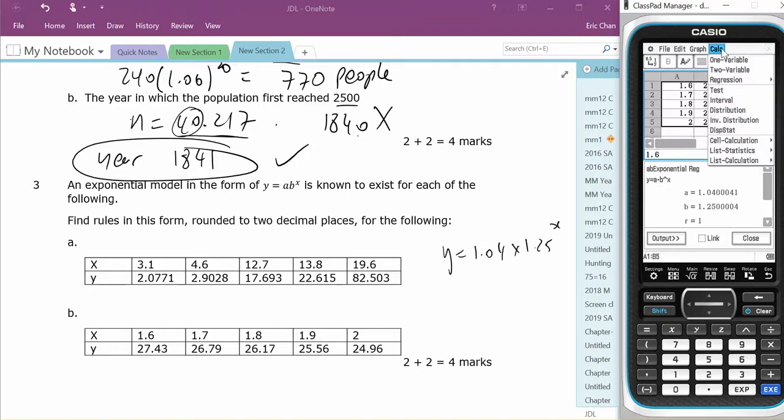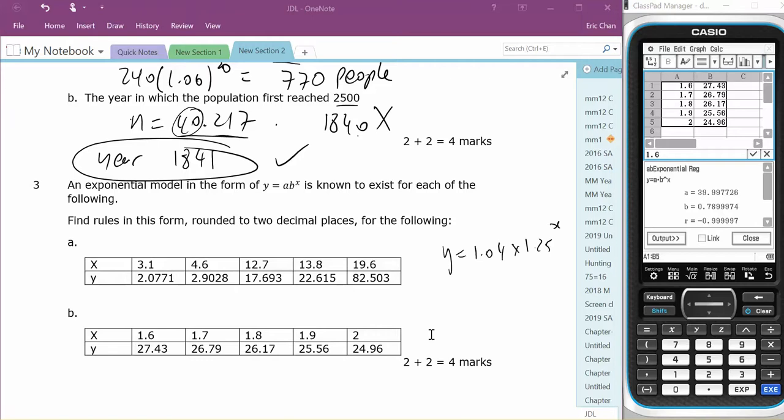So calc regression, AB exponential. So it's 39.99. You have to round to 2 decimal places. So please work on your rounding if you're not familiar. The 9 goes to 10. So you essentially got 40.00 times 0.79 to the power x.